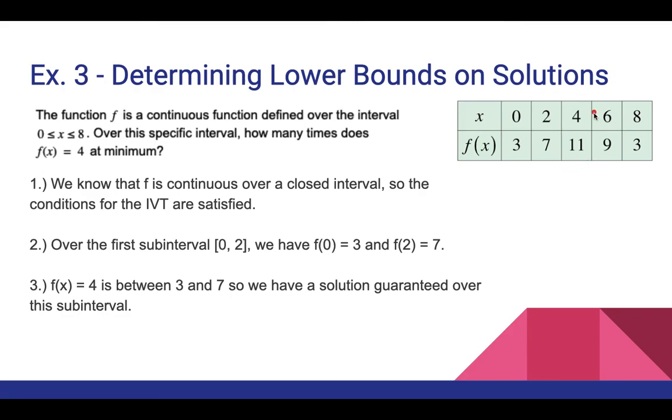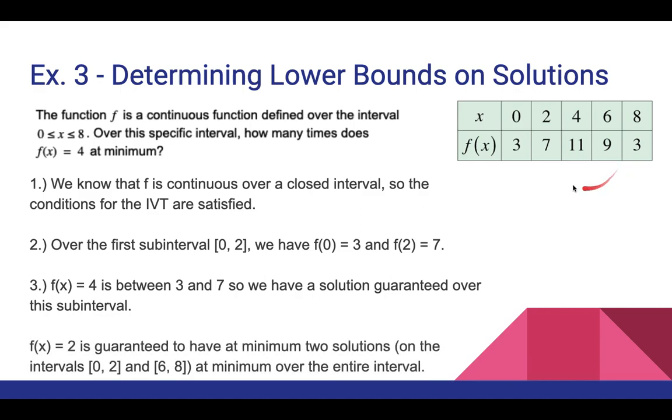Moving on to 4 and 6, for 11 and 9, 4 is not between 11 and 9, so we have no solution guaranteed to f of x equals 4 over this interval. And then lastly, from 6 to 8, we see that f of 6 is 9 and f of 8 is 3, so 4 does lie between 9 and 3, so we do have a solution guaranteed. So we have, at minimum, two solutions, one between 0 and 2 and one between 6 and 8, at minimum over the entire interval. And this encapsulates the idea behind the intermediate value theorem.